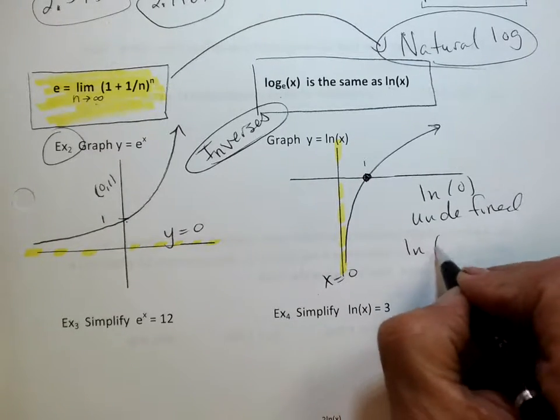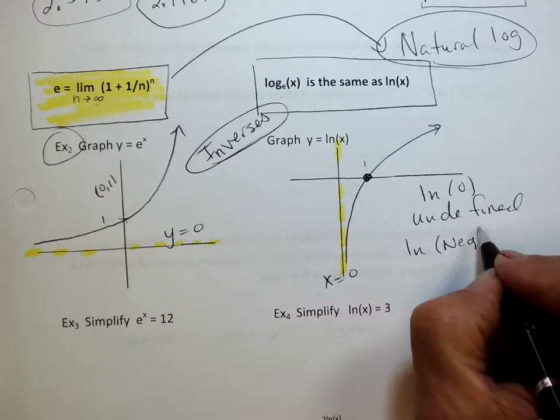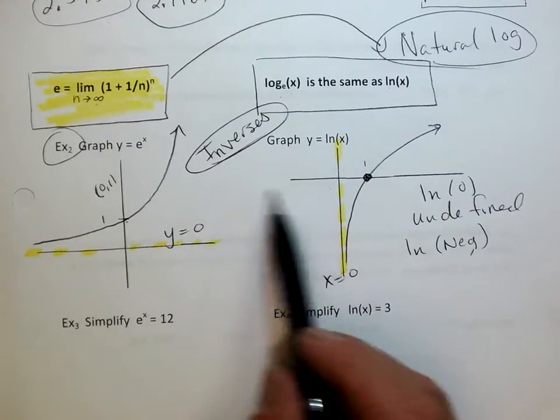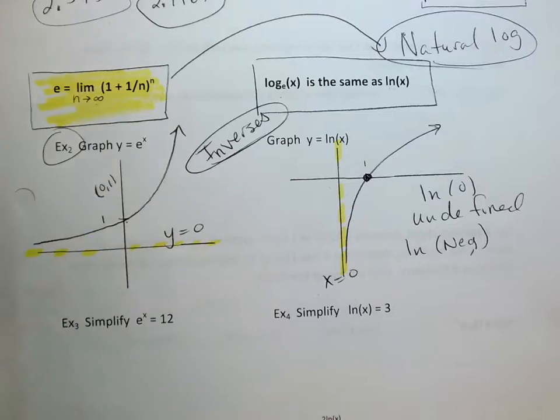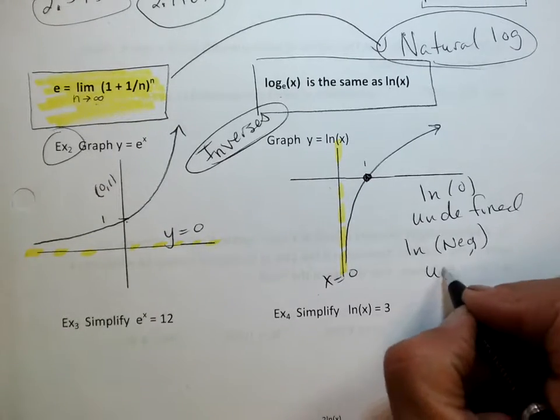And we can't do the natural log of negative numbers because there's no negative values over here, right? You can try it in your calculator, you get the same problem. And that's got to be undefined, okay?